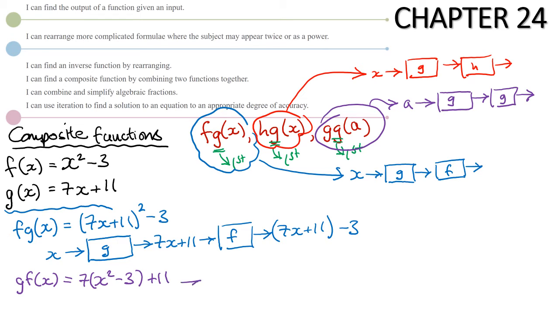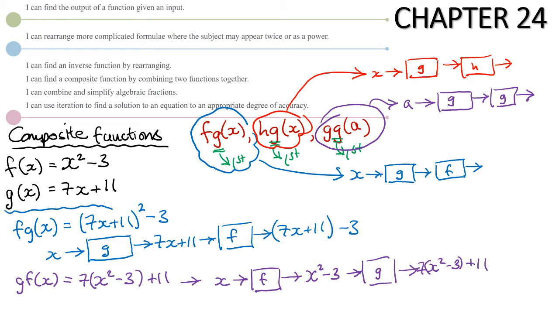So again, if I used little function drawings to show you what's going on. So we start with f. What does function f do? Well, it's x squared minus 3. That goes into function g. What does function g do? Well, it takes the input, which is this, x squared minus 3. It gets times by 7, and then we add 11. Okay, and you could expand the brackets and simplify that.